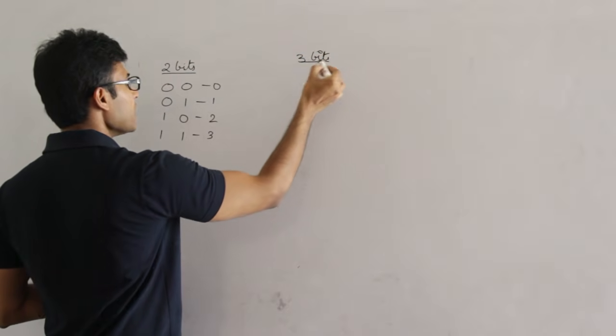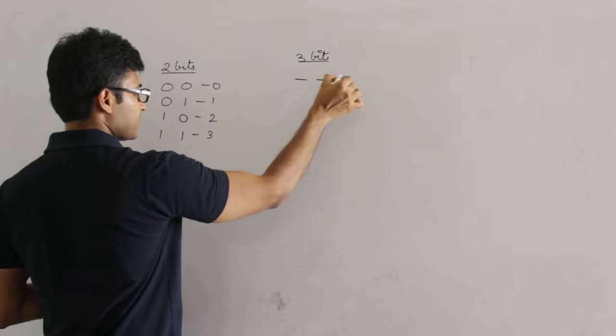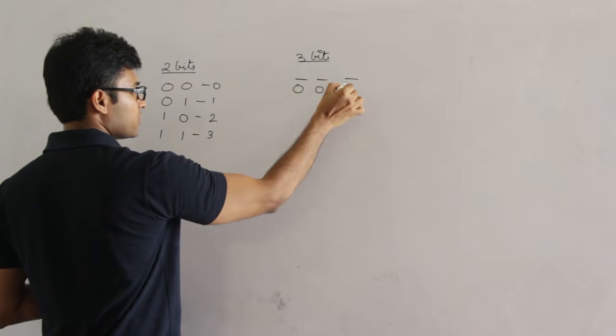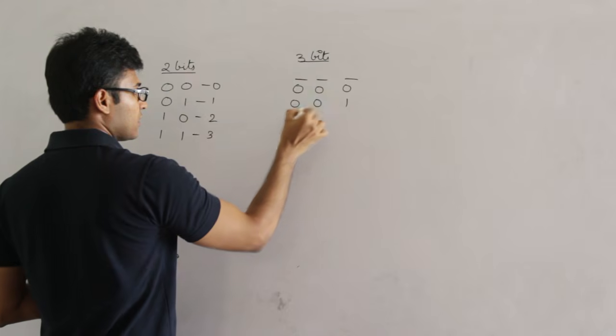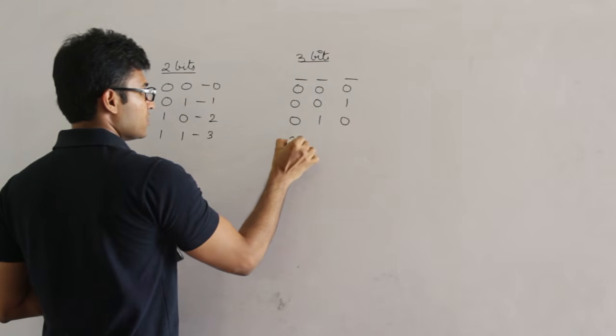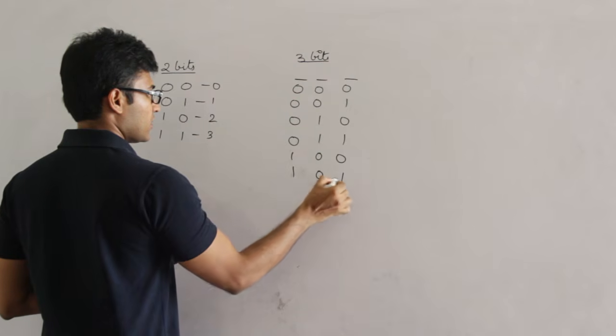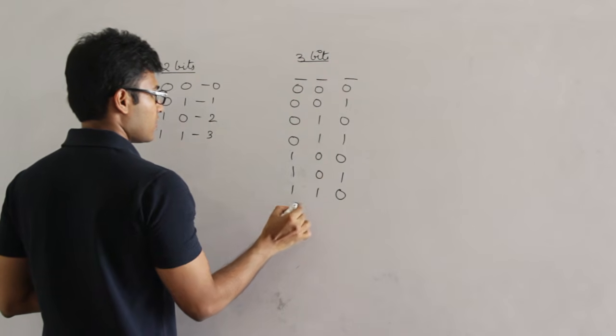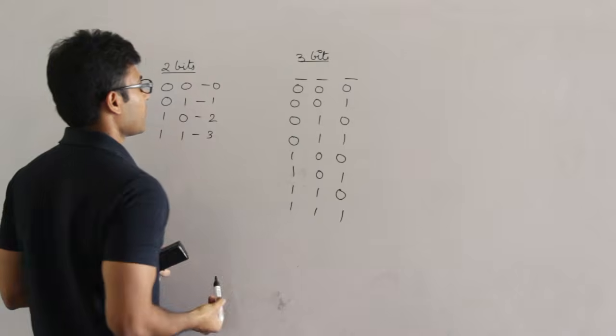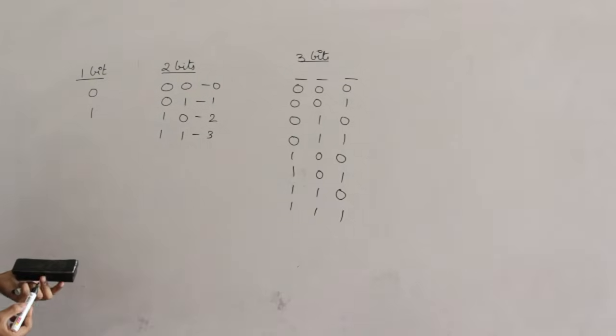You know it is going to be 8, right? Why? I have 3 blank spaces and 000, 001, 010, 011, 100, 101, 110, 111. Okay, now this part you know it well.